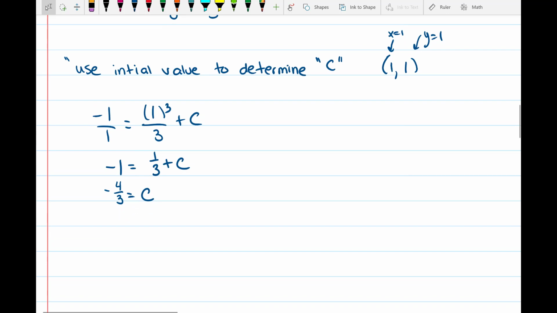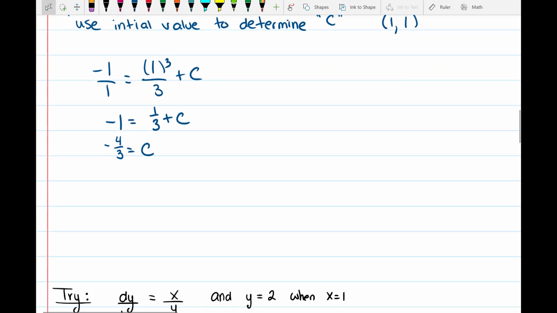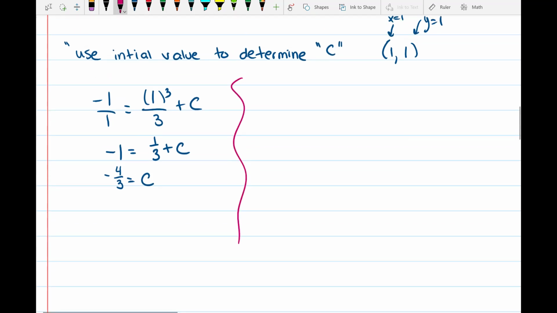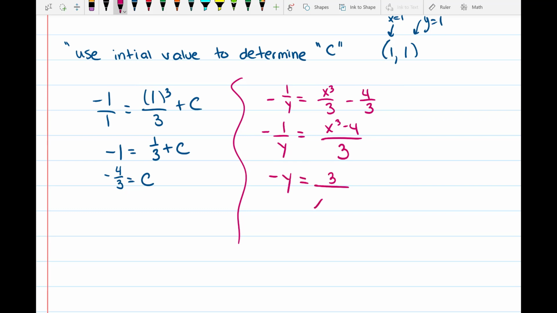So now what we need to do is rewrite our equation to find the particular solution. So we get negative 1 over y is equal to x cubed over 3 minus 4 over 3. So negative 1 over y is equal to x cubed minus 4, all divided by 3. And there's a property that says you can flip both sides and it remains the same. Then I'm going to multiply both sides by negative 1. And sometimes they'll write it like this: y is equal to 3 divided by 4 minus x cubed. And that's just distributing the negative into the denominator.